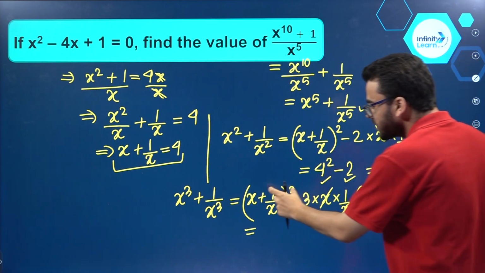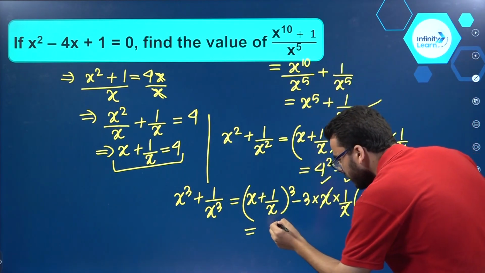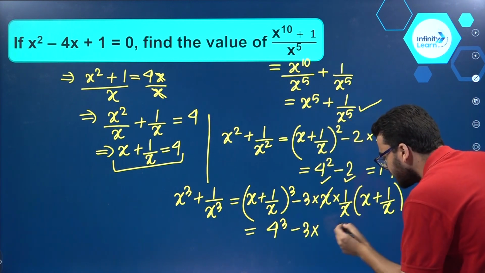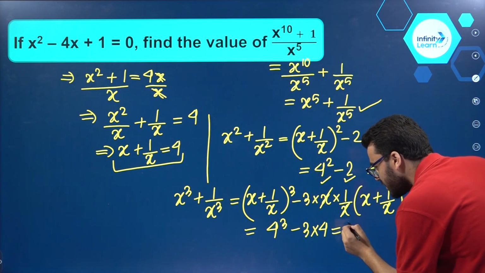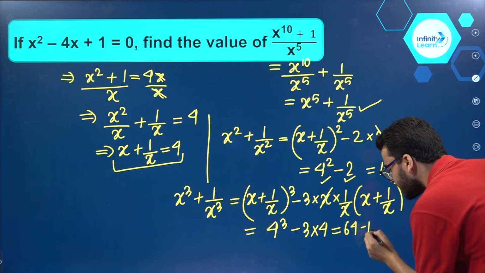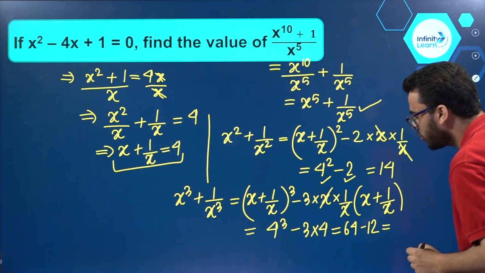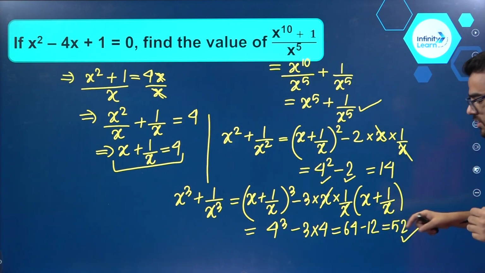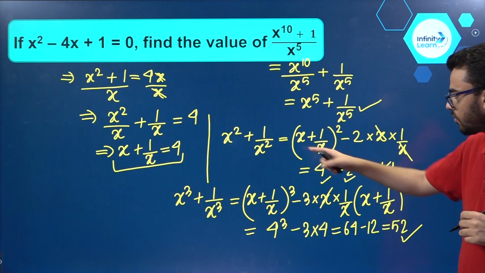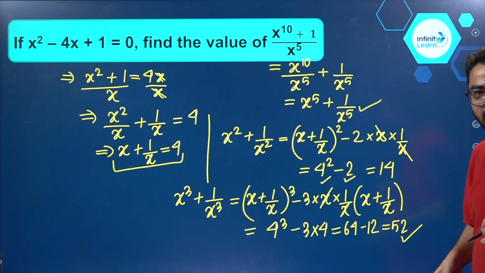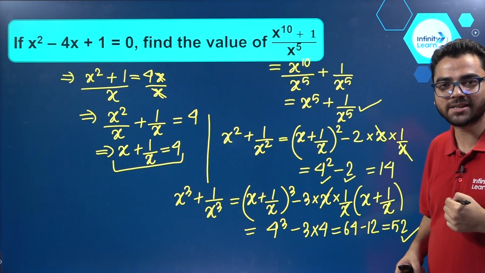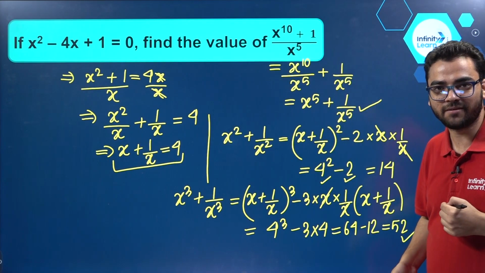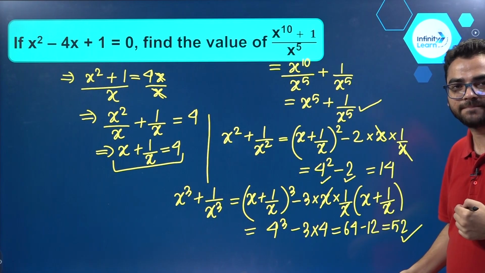Now over here x plus 1 by x is already 4. So that is 4 cube minus 3 into this is 4. So this is nothing but 64 minus 4 3s are 12. So that will come out to be equal to 52. So x cube plus 1 by x cube is 52 and x square plus 1 by x square is 14. And we have to find the value of the expression x raised to the power 5 plus 1 by x raised to the power 5. So let's see how we can do it.